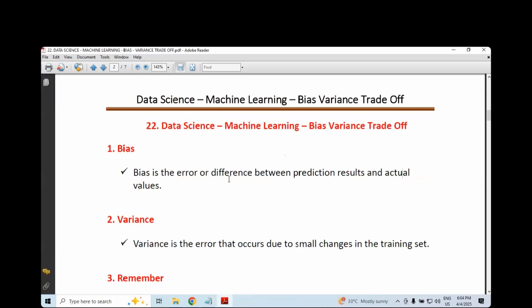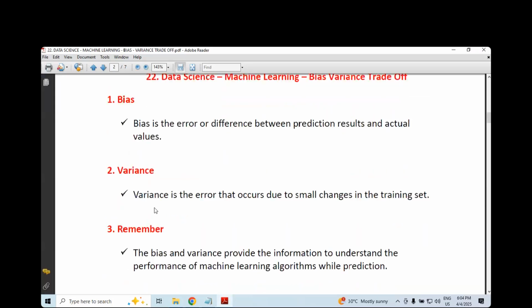Now let's continue. The topic name is bias variance trade-off. Bias is the error, the difference between prediction value and actual value. I hope you already know bias is also called an error. Bias is the difference between actual value and prediction value. Whenever you talk about error, there are two types: one is bias error, the next is variance error.